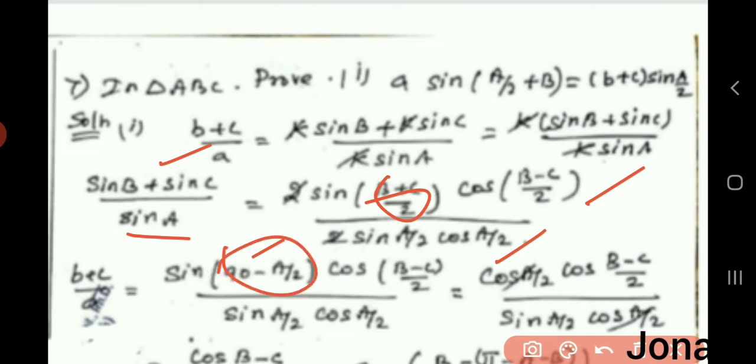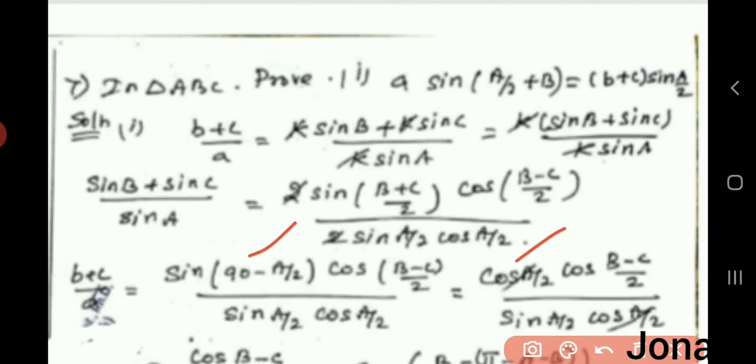Okay, and then at the denominator we have this 2 and 2 will get cancelled. The remaining things are sin A by 2 into cos A by 2. Keep the terms as they are. And then sin of (90 minus theta) is cos theta. Here theta is A by 2. So cos A by 2 into cos of (B minus C) by 2 divided by sin A by 2 into cos A by 2.